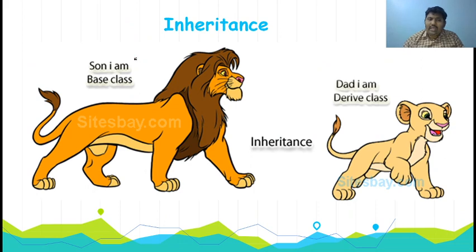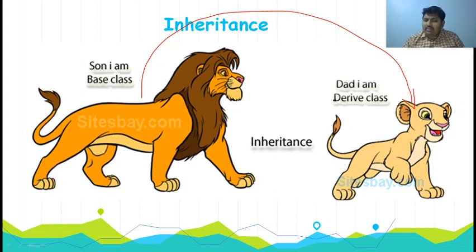See here, I have a base class. Here I have a line diagram, with a lion and a cub. The cub is deriving the properties of the parent lion. All the properties of the parent lion can be inherited by the cub. So here my cub is nothing but my derived class, and my parent lion is nothing but my base class. Base class properties are derived to my cub. That is nothing but inheritance. Getting the properties from the parent to the child is nothing but inheritance.